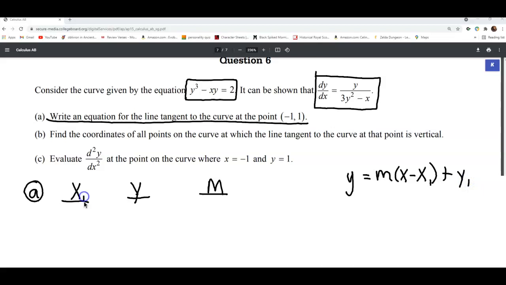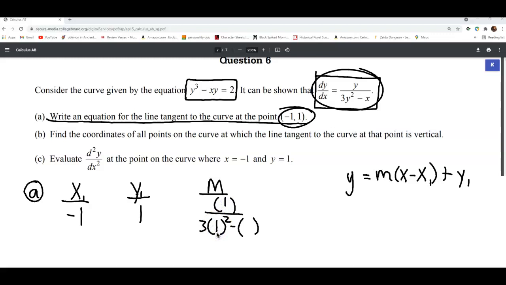All right, here we go. So these numbers here are the x's and the y's. So they give us an x and they give us a y. We just need to find the slope. The slope is what you get when you plug the points into your derivative. So let's do that. So y is 1, so that'll go here and here, and x is -1. So that's going to be 1 over 3 plus 1, which is 4, so my slope is 1/4.